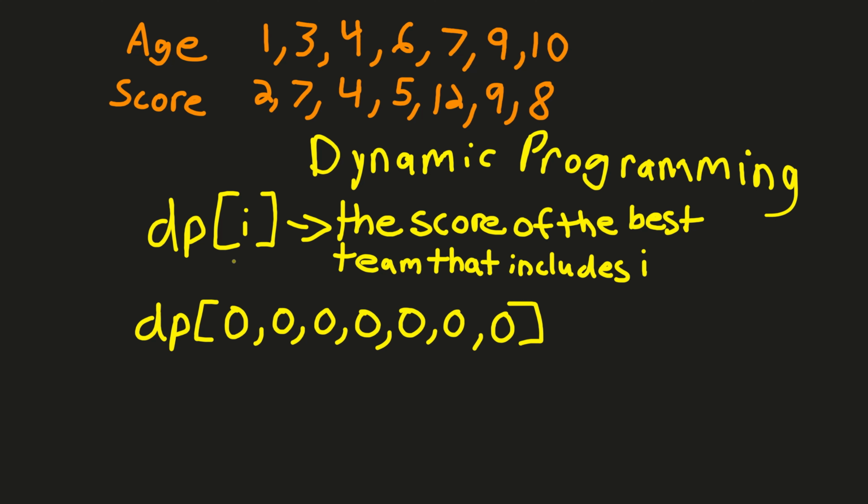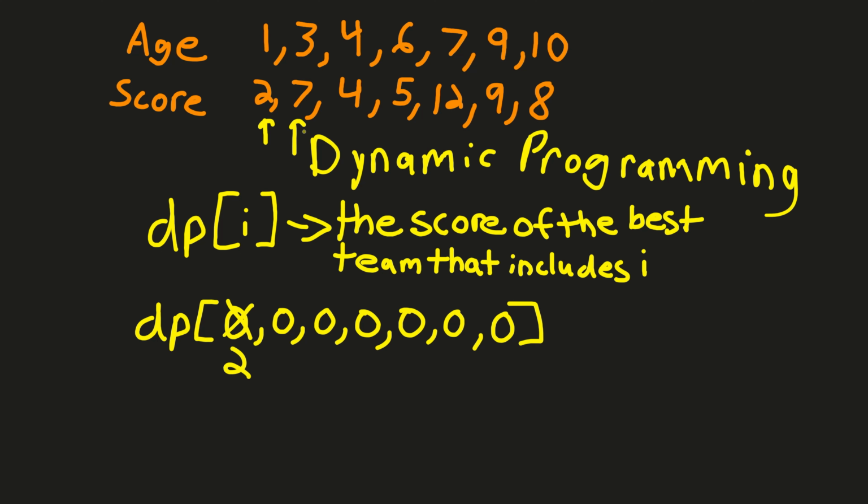Okay, so this is how we're going to define DP of I, the score of the best team that includes I. And I'm going to run through an example to make it a little bit better. So let's start by looking at 2. 2 is the first number, so we know that the best team that includes this individual, the score of 2, and I'm going to refer to each individual by their score. It's going to be much easier. The best team that includes 2 up to this point is obviously 2. It's the only option.